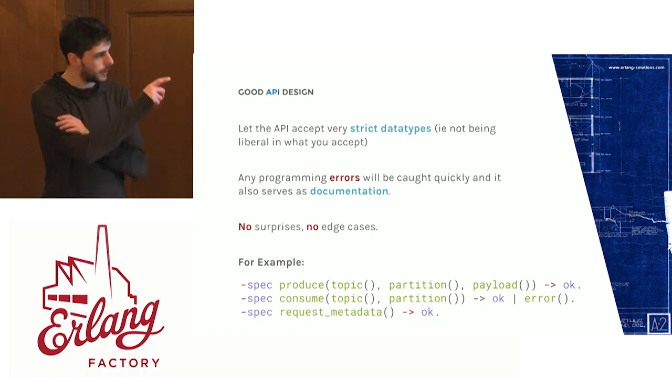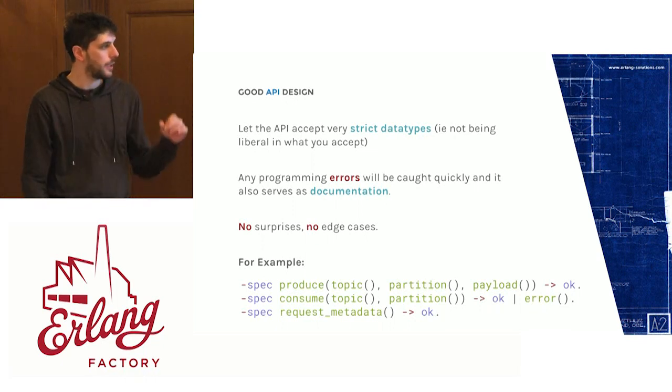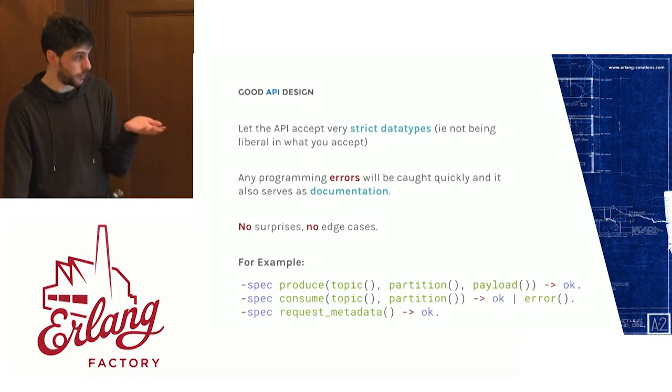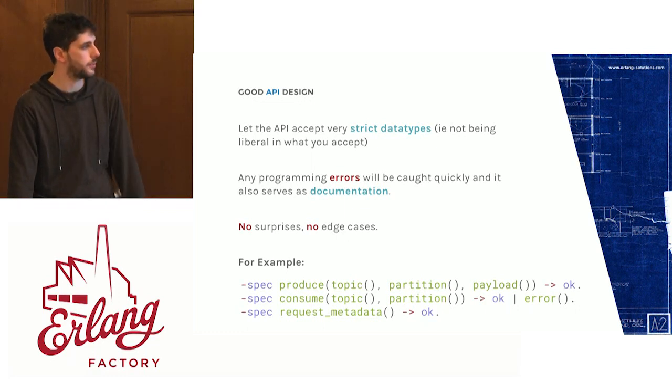And that's an example of what the simple API looks like. We just have the topic and partition. Those are binary and integer. Same with the payload, it's a binary. Nothing too strange, nothing weird to accept there.